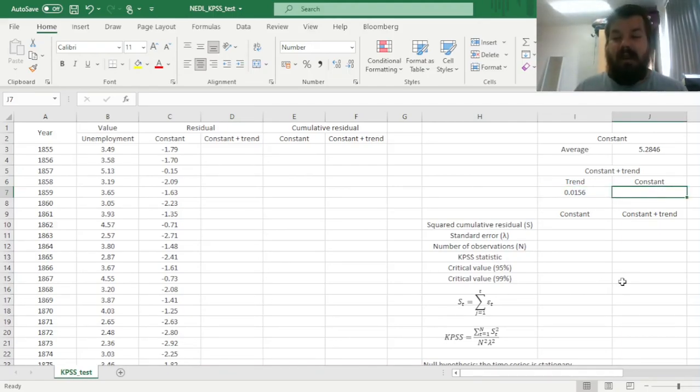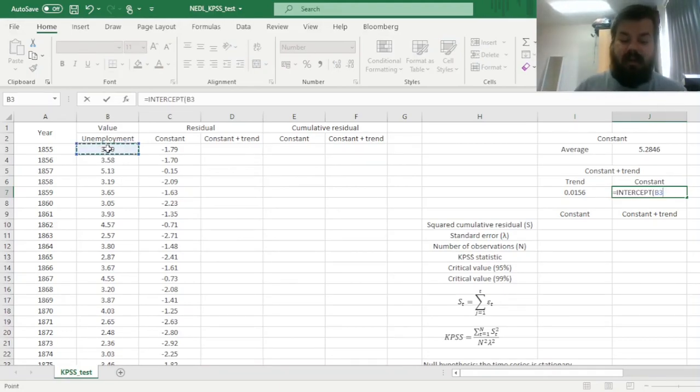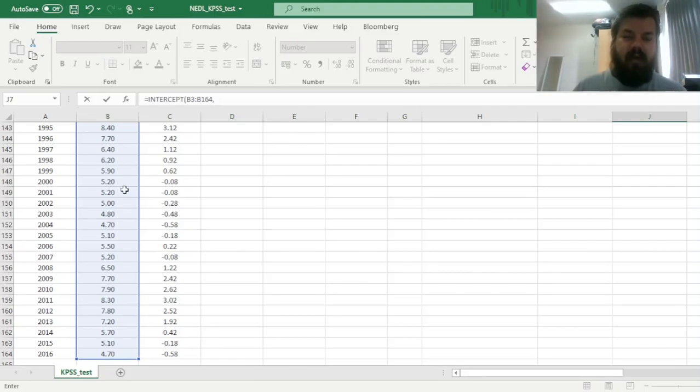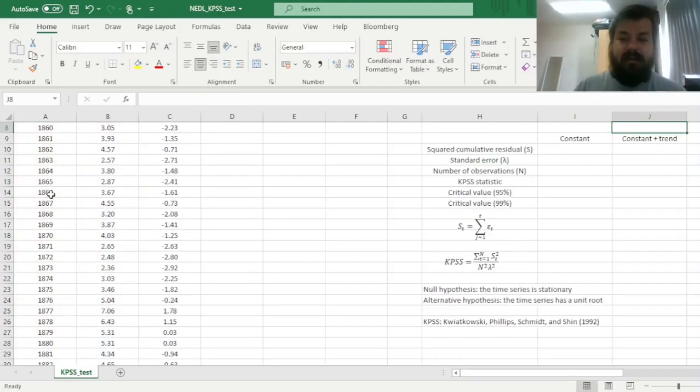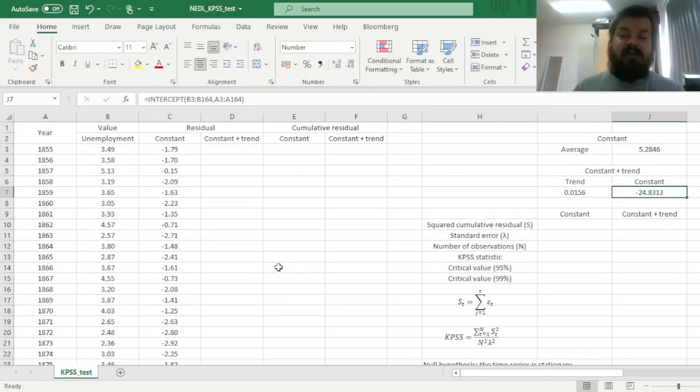And here, for the intercept, we can also use the intercept function and apply exactly the same logic, referring to the array of unemployment figures, the column of unemployment data, and the column with year numbers, and get the constant, the intercept of minus 24.83. It might surprise you or alert you that it's negative, but bear in mind that we start in year 1855 and not in year 0, so that shouldn't be too much of a problem here. For the residual in the constant plus trend specification, we have to subtract the expected value as per this regression equation from the observed value of unemployment.